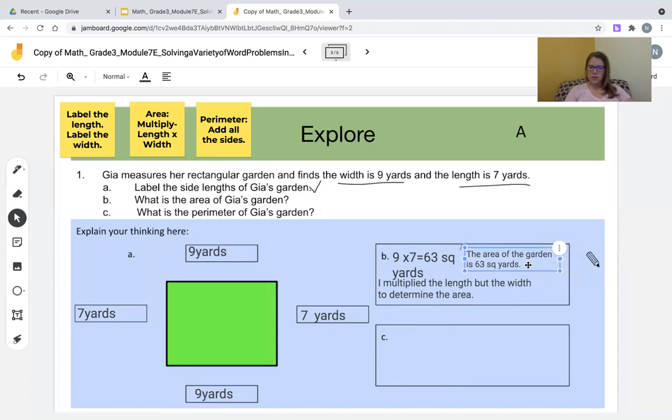Now, students and scholars, we have just completed step 1 and step 2 using our to-do steps. Let's complete step 3, perimeter, add all the sides. What is the perimeter of Gia's garden? I can use a text box, and since I have 2 sides that are each 7 yards, I can multiply 2 times 7, and I also have 2 sides that are 9 yards, plus 2 times 9.